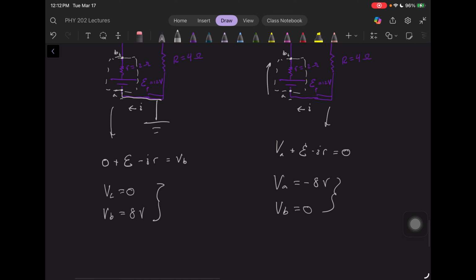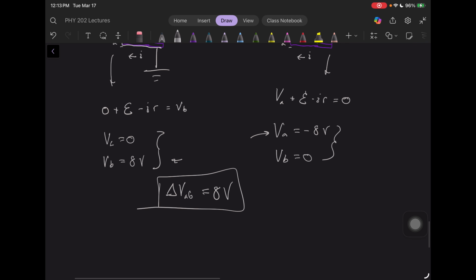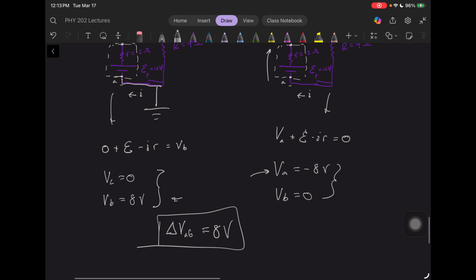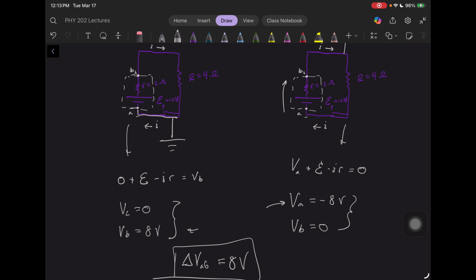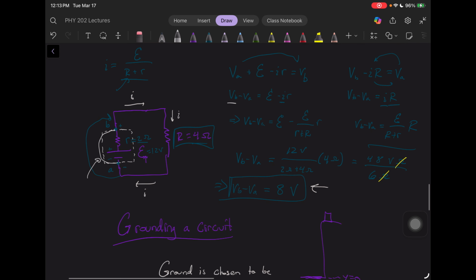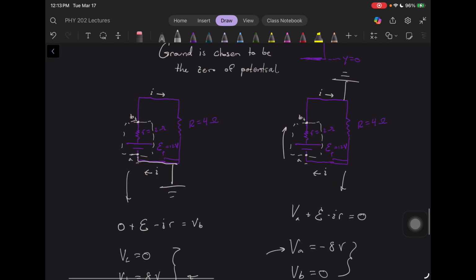None of the physics changes. You have the same potential difference from VA to VB, however you want to phrase it. It's interesting to note that by grounding, you can change the individual potentials, but delta V is equal to 8 volts regardless. That's the idea of grounding. In some circuits it'll save you a lot of time instead of going through all this rigmarole of moving VA over here. Making one of them 0 makes life a little easier.